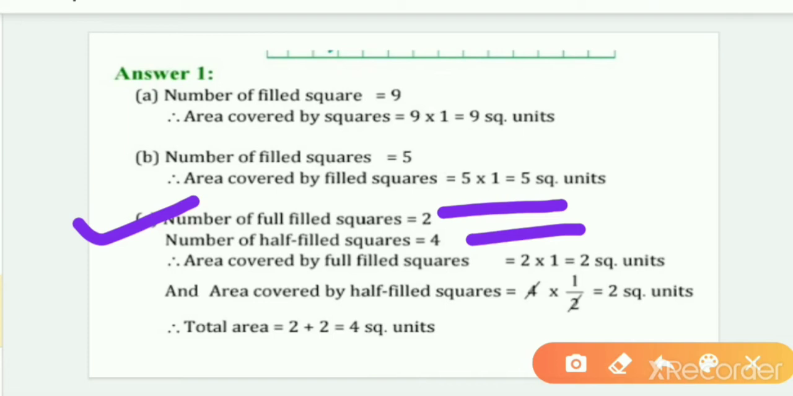The area covered by full filled squares will be, as I have discussed today, that one complete square box has an area of 1 square unit. So we have 2 full filled squares, therefore the area covered by full filled squares will be 2 multiplied by 1, which equals 2 square units, right?